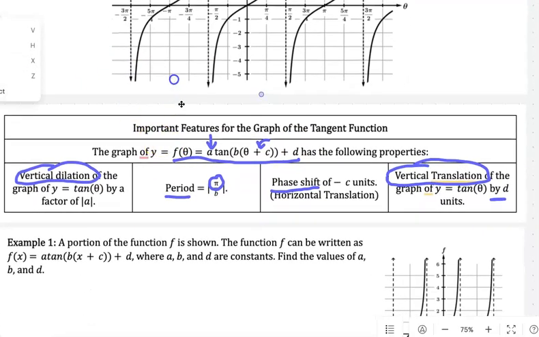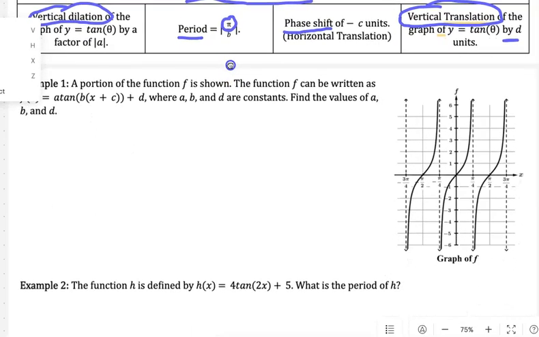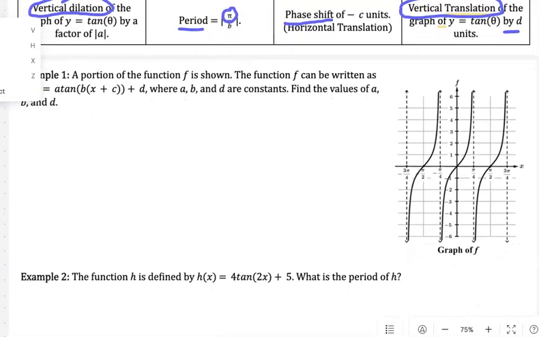Okay, so let's do a couple of examples here. We have a graph as shown, and this function, f, can be written in standard form of a tangent. So let's find the values of a, b, and d. Notice that they didn't ask us for the value of c, and that is because this curve is centered here at the origin, which means there is no phase shift. The first thing I'll do is take a look at the period. Remember, the period goes from asymptote to asymptote. So that period is pi over 2 because it goes from negative pi over 4 to pi over 4.